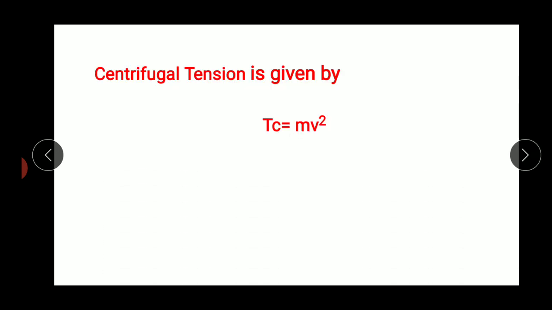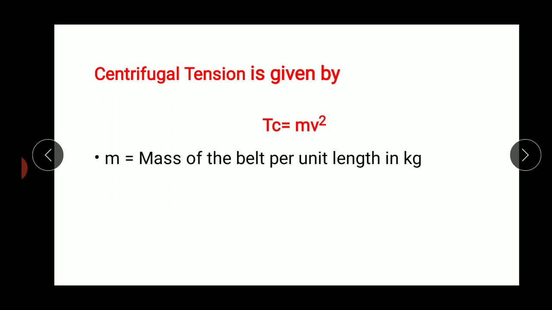Centrifugal tension is given as TC. C stands for centrifugal, T stands for tension. So centrifugal tension is equal to m v squared. The notations are important here. m is the mass of the belt per unit length, so it is mass in kg and length in meters. That means the unit of m is kg per meter.